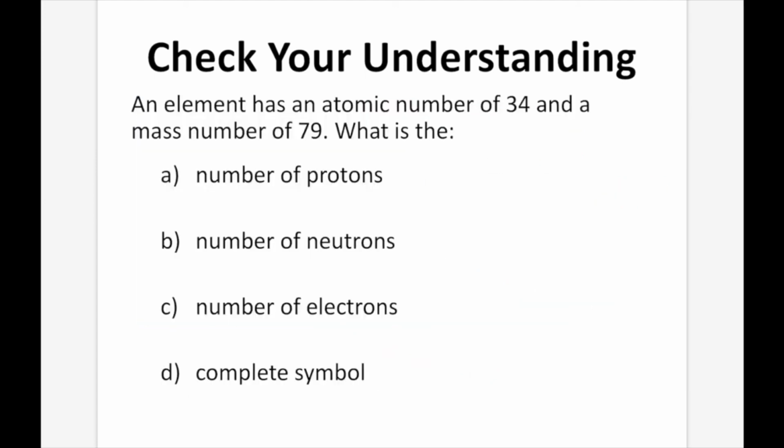Now these are a little bit harder. An element has an atomic number of 34 and an atomic mass of 79. What is the number of protons, neutrons, electrons, and then the complete symbol? So pause the video and answer these 4 questions.